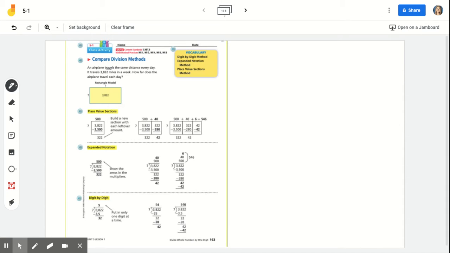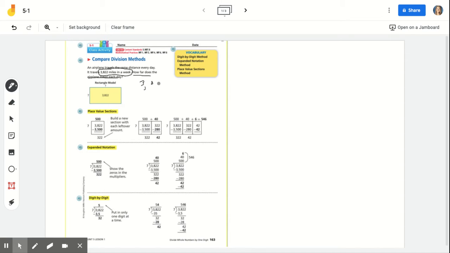It's 3,822 miles in a week. Go ahead and circle that information. Let's underline the question. How far does the airplane travel each day? So if it travels this much in a week, how much does it travel each day? Well, first of all, how many days are there in 1 week? There are 7 days. So we're going to take the total distance in a week.